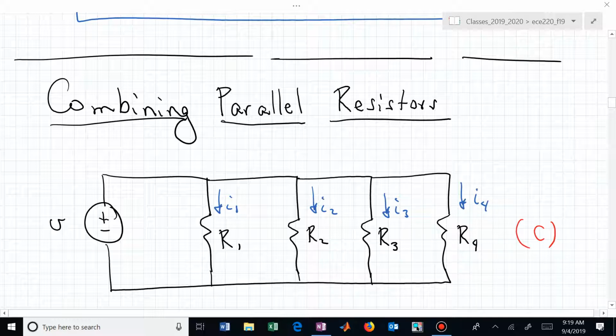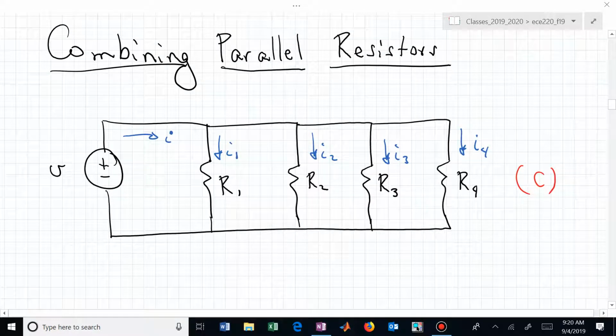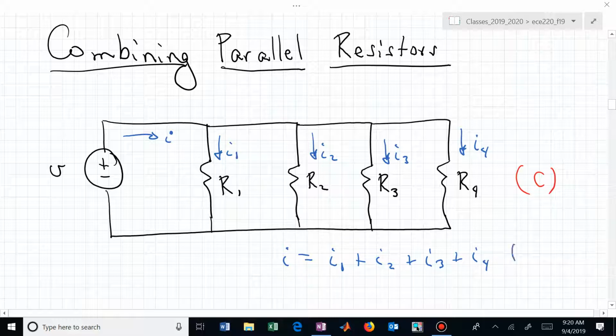And we might then want to keep track of those currents in the vertical branches. Or somebody might be interested in what's the current being supplied by that voltage source. And using KCL, we know that the sum of the currents in equals the sum of the currents out. And for circuit I, we now can say that I is equal to I1 plus I2 plus I3 plus I4. That's simply KCL.